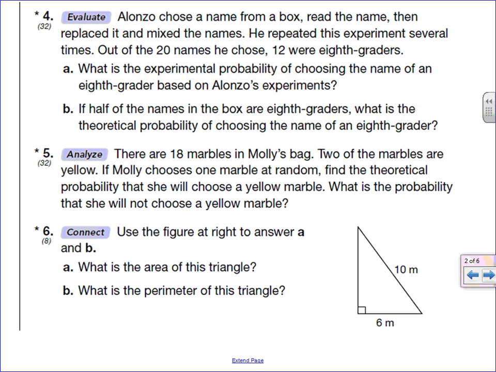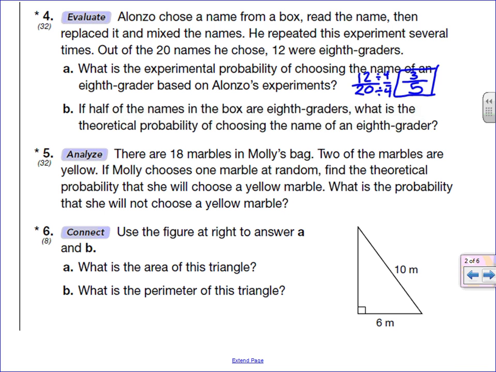So to find experimental probability, all you do is you take the number of favorable outcomes out of the total number of trials. So if we're trying to get 8th graders chosen, he chose 12 out of 20 total trials. So the experimental probability is 12 out of 20. And remember, we always reduce for probability. Both of those can be divided by 4. So 12 divided by 4 is 3, and 20 divided by 4 is 5. So the experimental probability is 3/5.